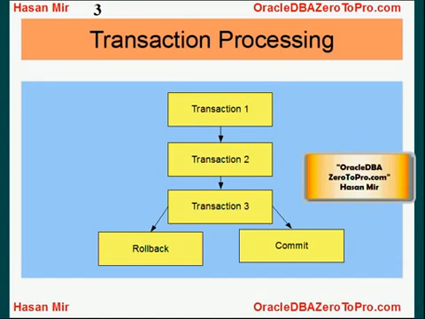Now, the concept is that either all transactions will be saved together, or none of the related transactions would be saved. Either all will go or none will go. So in order to facilitate that, we have a commit command. If we want all the related transactions to be saved together, then we're going to first enter all the related transactions and then issue the commit command.